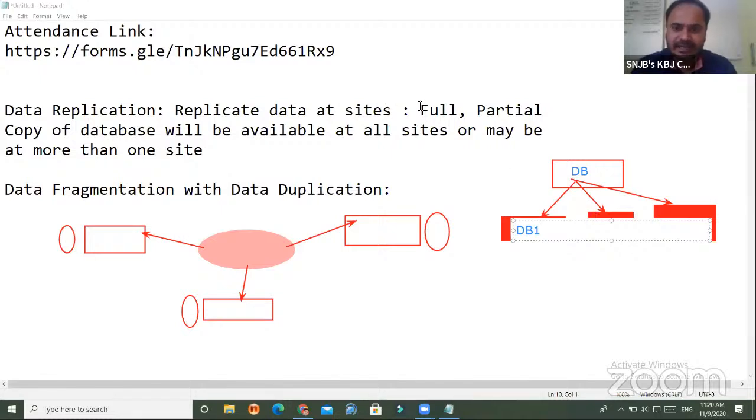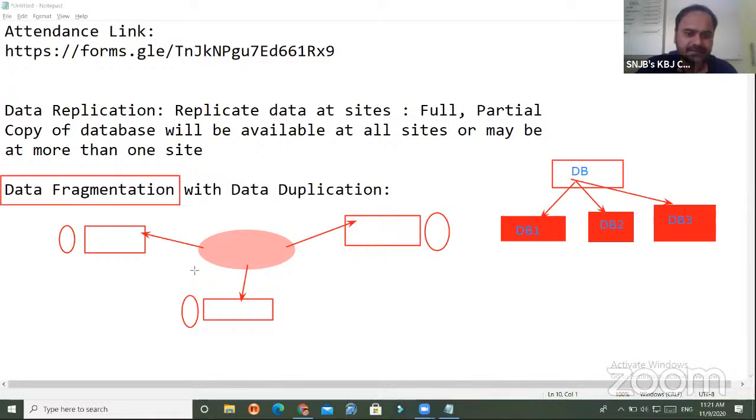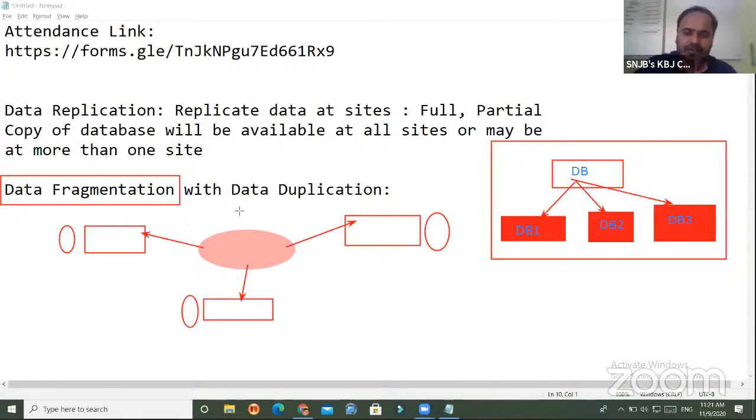Likewise, it is known as DB2. Likewise, it is known as DB3. So 3 parts of DB are there. This is known as fragmentation. So fragmentation is done here. By using this, we have done the fragmentation. Once the fragmentation is done, what we need to do?